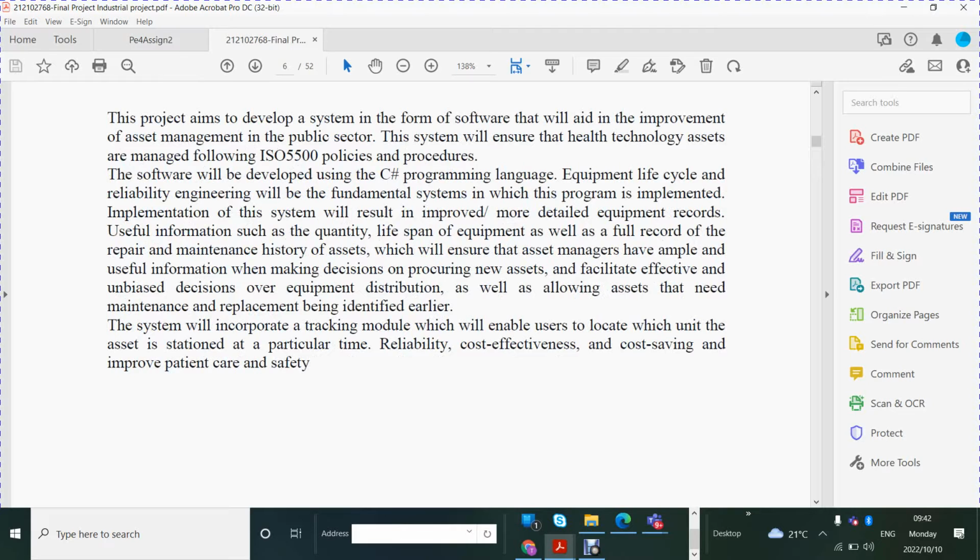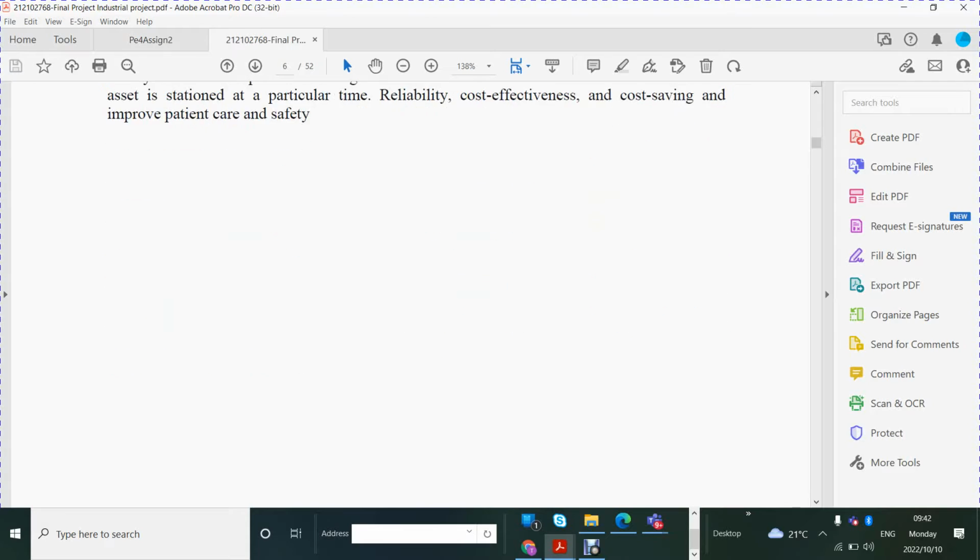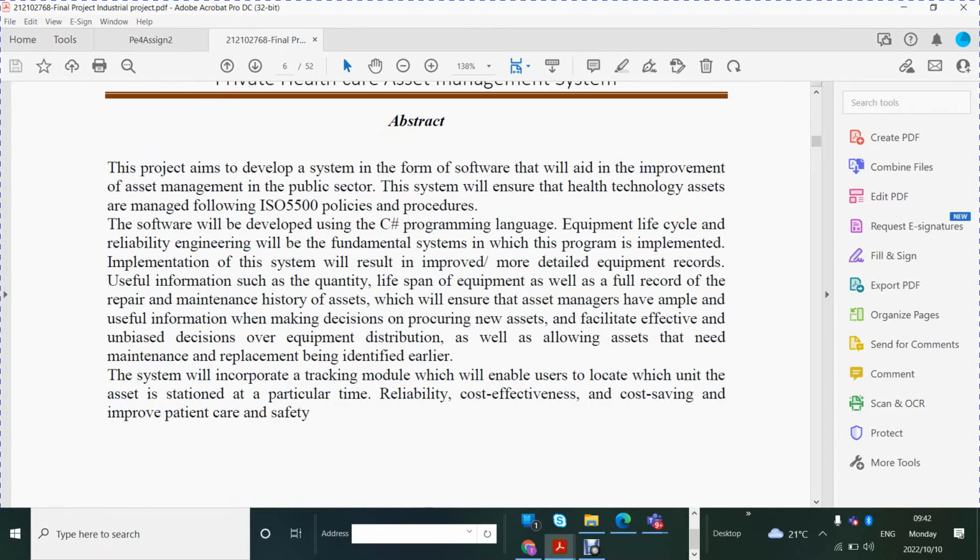Reliability, cost effectiveness, and cost saving, and improve patient care and safety. So you can see some of those elements I mentioned. It may not be all, but at least you get the gist.